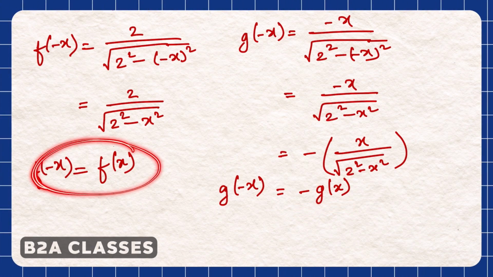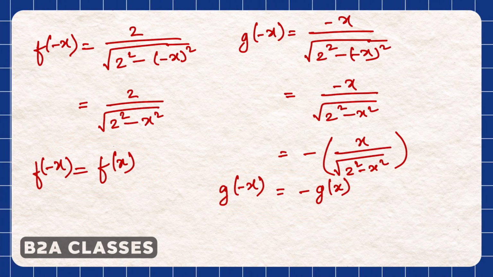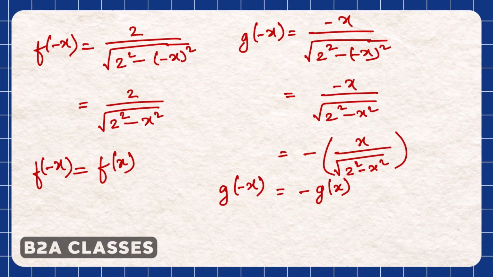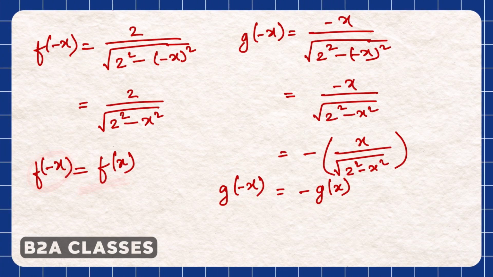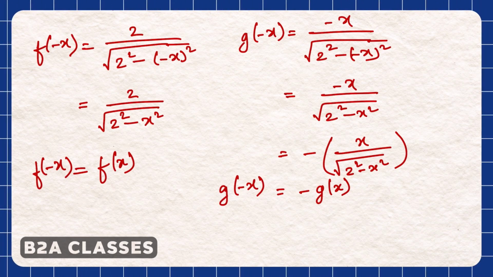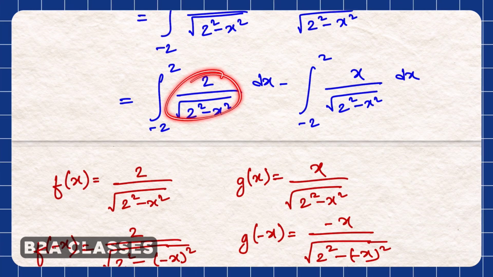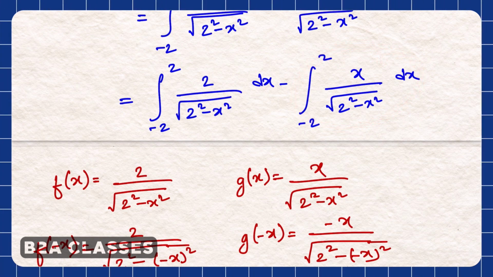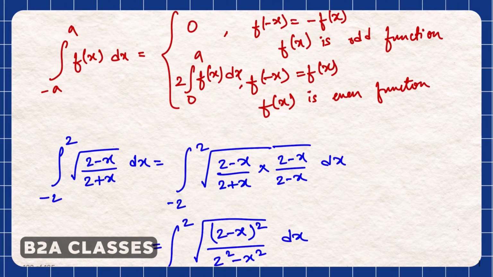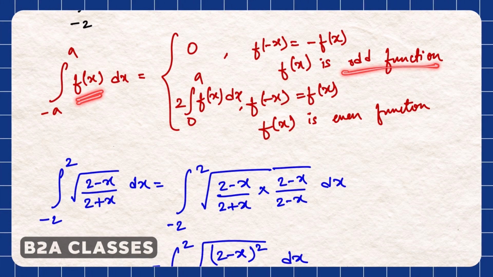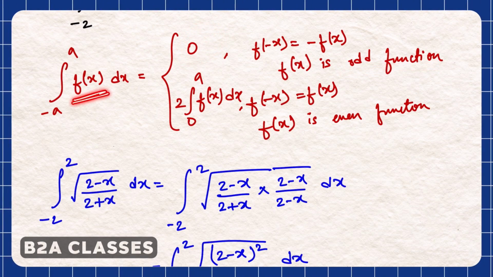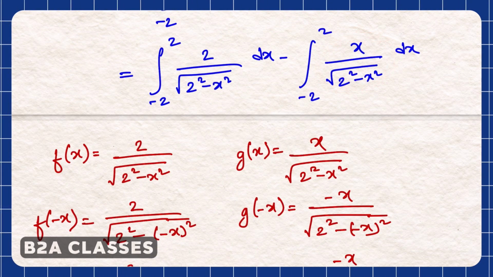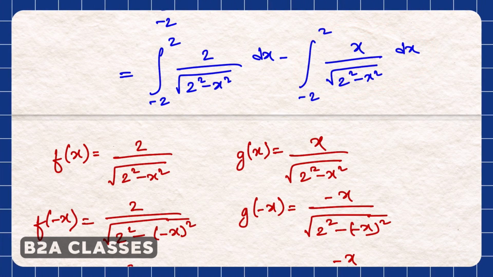So we got g of minus x is minus g of x. Okay. So I got that f of x is an even function and g of x is an odd function. Because I got g of minus x equals minus g of x, therefore g of x is an odd function. And I got f of minus x is f of x, therefore f of x is an even function. So this function is even and this function is odd. Therefore, what will be its answer? It will be 0, because whenever f of x is an odd function, the integral is 0. And whenever f of x is an even function, the integral will be in this form. So I got an odd function, therefore its answer will be 0.